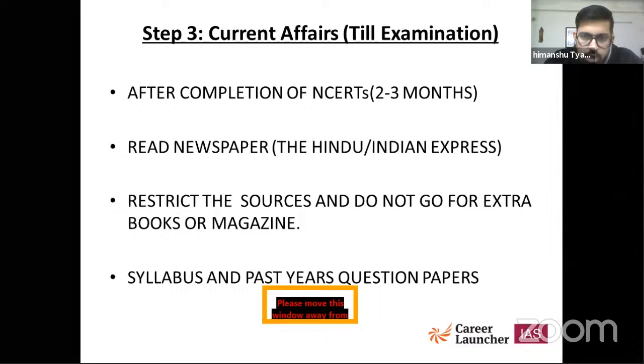Another thing about current affairs is to restrict your sources, because there are too many sources available right now because of the internet. There are a lot of compilations and daily notes from different sources that you may find on the internet. You need to decide which you're going to follow every day. Do not go for too many sources. Also, try to look at the syllabus and past year question papers, so that you get a little knowledge about what kind of questions there are and how they connect current affairs with general studies.